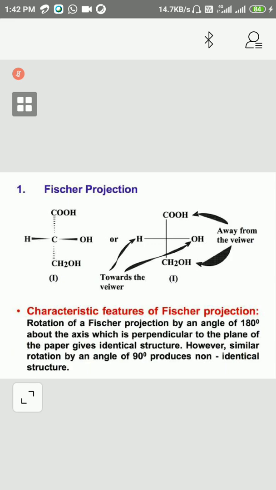For example, this is Fischer projection. How is it represented? A three-dimensional structure is drawn into a two-dimensional structure. You can see CH3 and COOH are on the horizontal line, and OH, COOH, and CH2OH are on the vertical line. All groups are here. Rotation of a Fischer projection by an angle of 180 degrees about the axis perpendicular to the plane of the paper gives an identical structure. We have seen this earlier in the previous example.